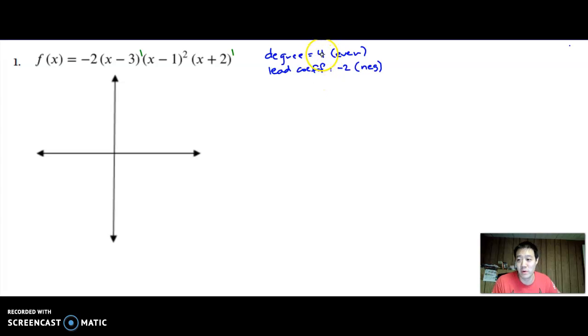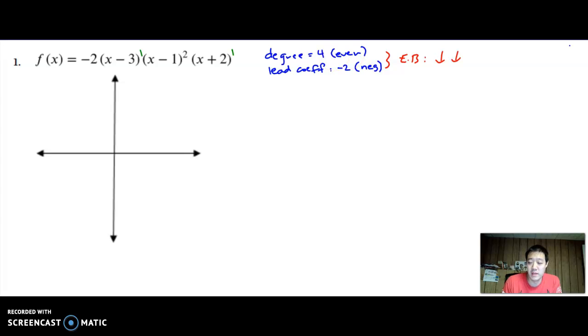I don't care that it's 4, I care that it's even. And then the leading coefficient is negative 2. I don't care that it's 2, I care that it's negative. So if you look back in your notes, remember we made a little table or chart. If you have an even degree and your leading coefficient is negative, your end behavior is going to be down, down.